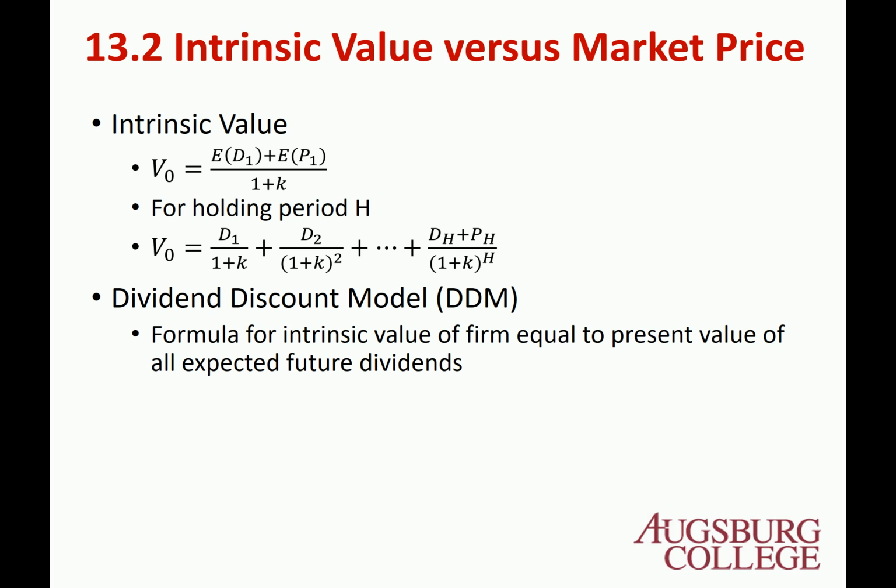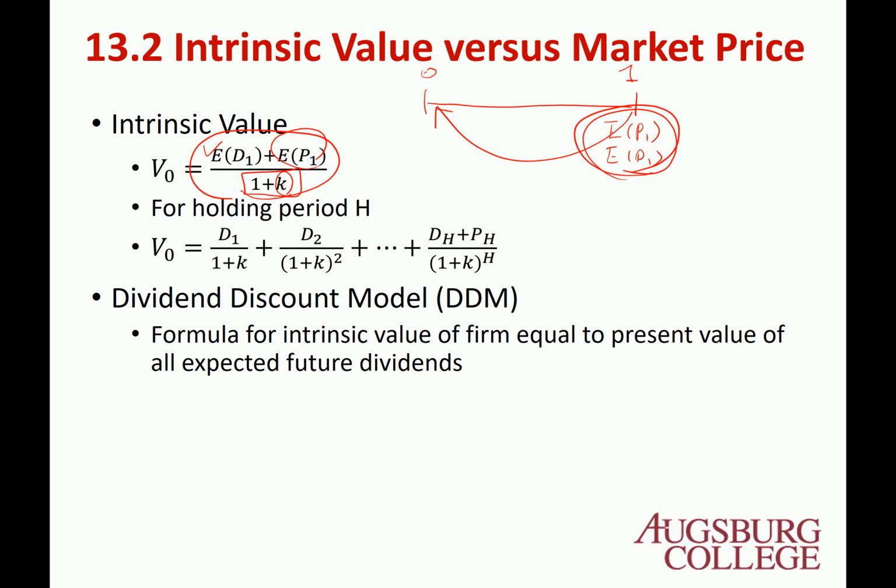So the intrinsic value for the holding period: if the holding period is just one period, you have today's value here and you hold for one period, and this is the expected price 1, which is the selling price. You also receive the dividend in year 1. Then your future cash flow is the expected dividend plus the expected future price in year 1, which is the selling price, divided by 1 plus k. Here k is just one period back to the present. So this is the present value of the year 1 cash flow.